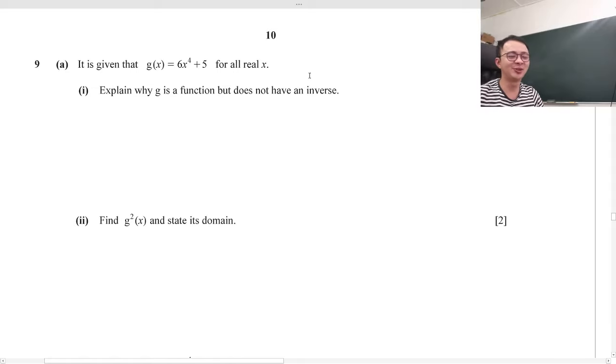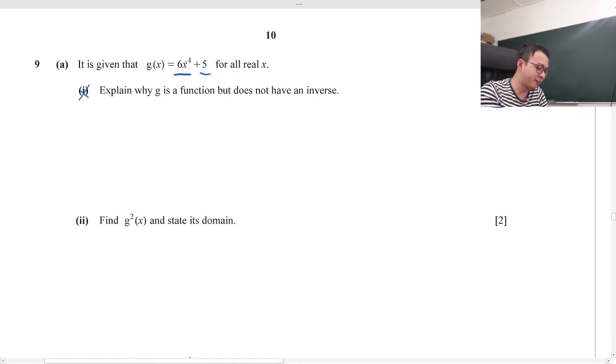Alright, this one is a bit hard as well for the explaining part, and they give it up to 2 marks. Normally the explaining part is 1 mark. I just hate it when you have 2 marks here. So first thing is you have to understand the equation will help you to explain this one. So explain why g is a function but does not have an inverse.